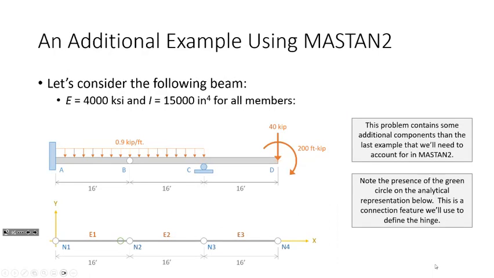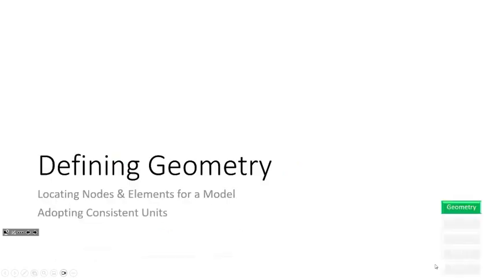Now one of the nice things about doing beam analyses is that the joint creation is really easy because it's all just along a single axis. The other thing I will mention in my model here is that I have an internal hinge at B. So we're going to create four nodes and three elements, but we're going to have a lot of extra stuff that we have to apply here. So instead of walking through the MASTAN file up here, I'm going to guide you a little bit. I want you to do a lot of this work on your own today.